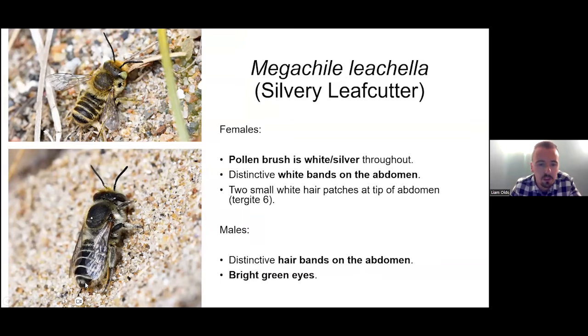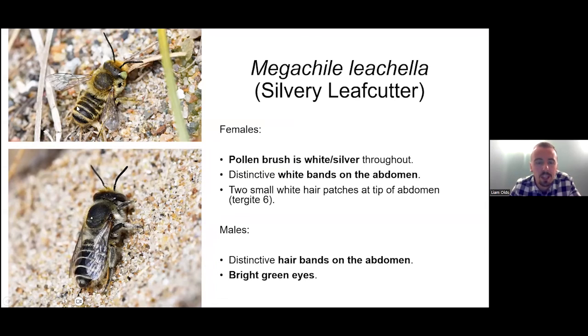The females have also got these two tiny white hair patches right at the tip of the abdomen that you can see in that picture as well. So again, that's a feature that only this species has in the UK. So there's a number of different features you can go on there just to recognize the females, as well as the small size and the fact they're in sandy habitats.